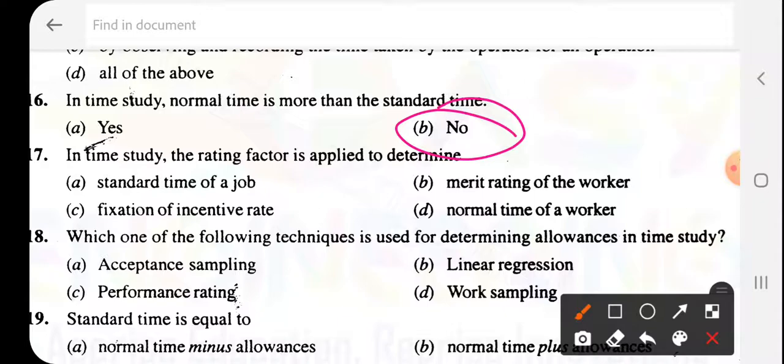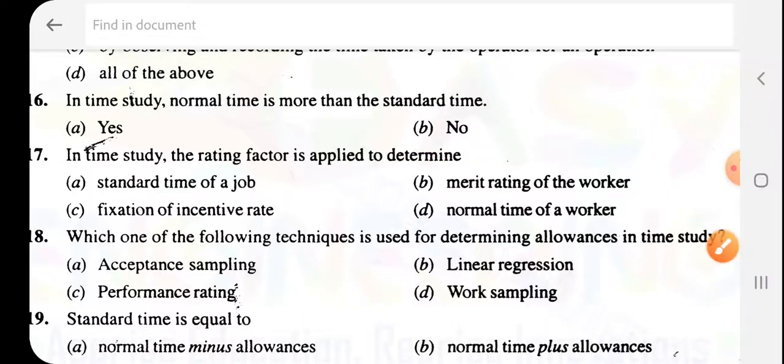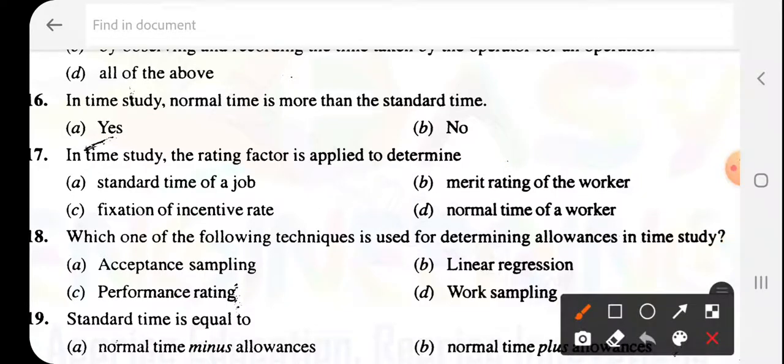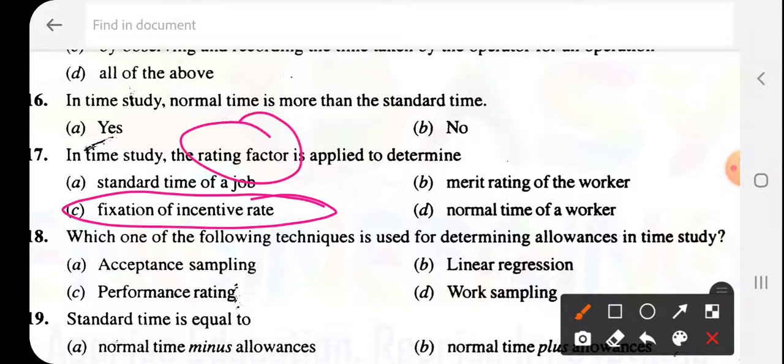So normal time is not exactly equal to the standard time. That is the B. Next, 17. In time study, the rating factor is applied to determine fixation of incentive rate. So this is the rating factor. According to the rate at which the person is working, the incentive rate is determined.